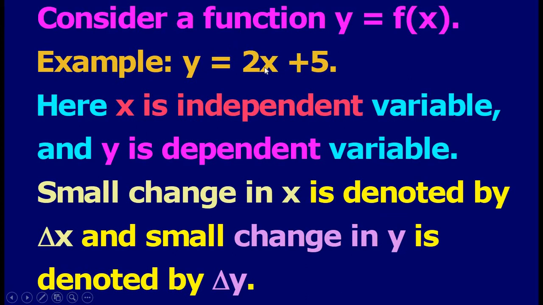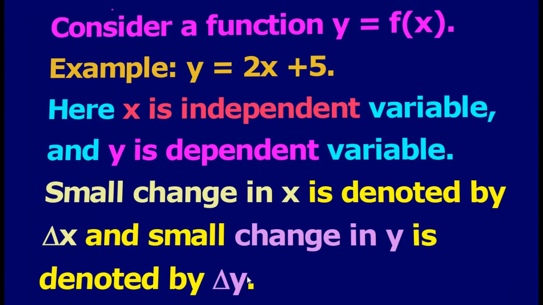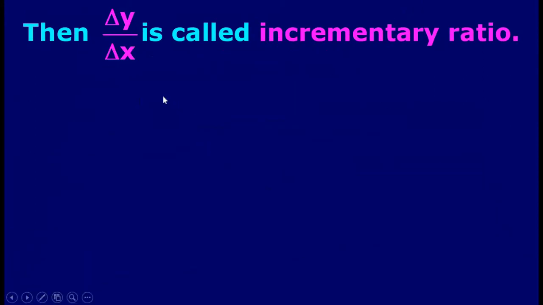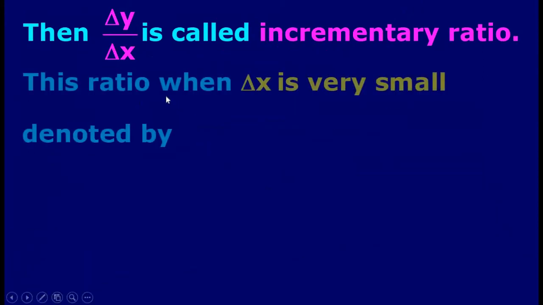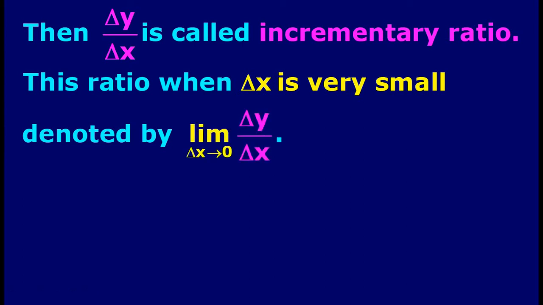For a small change in x, the change in y is also very small. We denote the small change in x by delta x and the small change in y by delta y. Then delta y by delta x is called the incrementary ratio. This ratio, when delta x is very small, is denoted by the limit of delta y by delta x as delta x tends to 0. Now here we have to take an increment in the x value. Delta x is very small. We studied limits. In limits, we denote it by the limit of delta y by delta x as delta x tends to 0, which means the delta x value is very small.